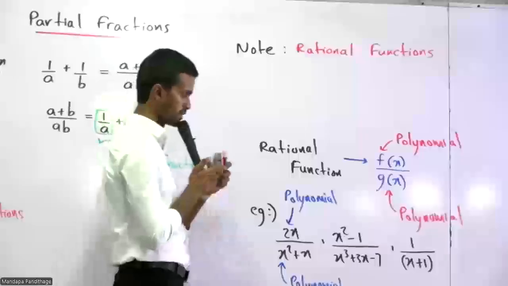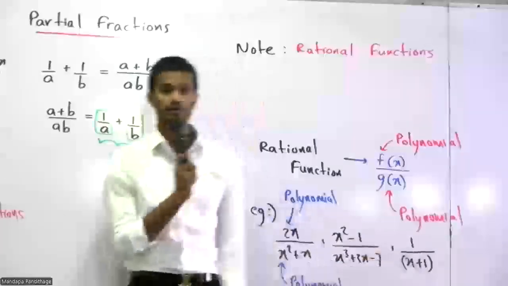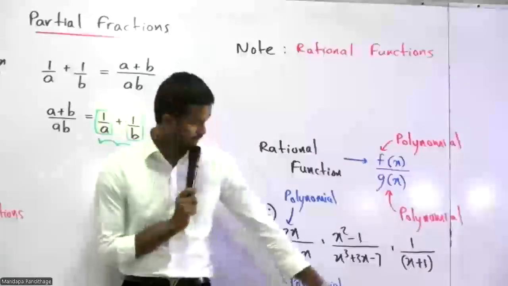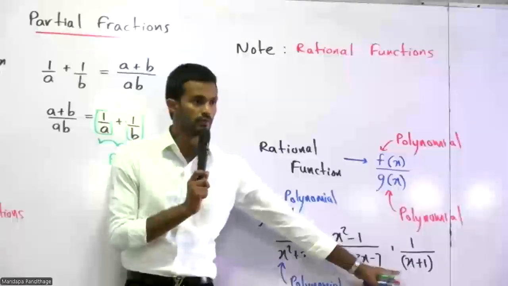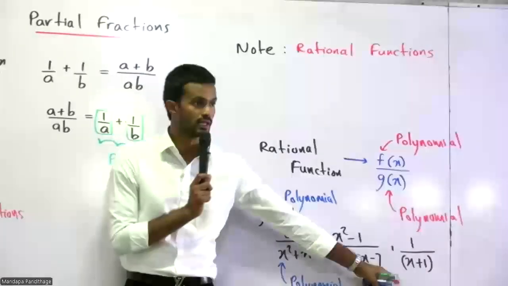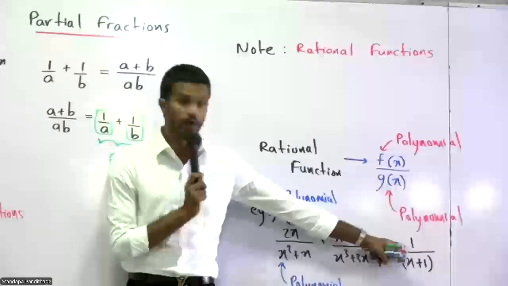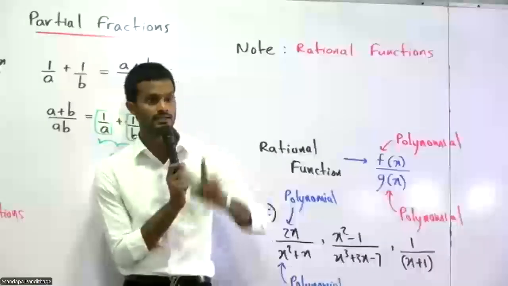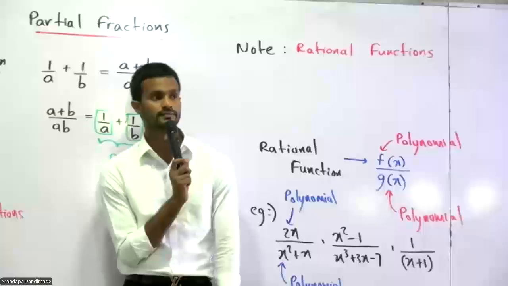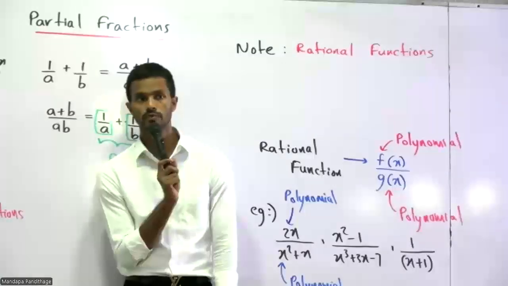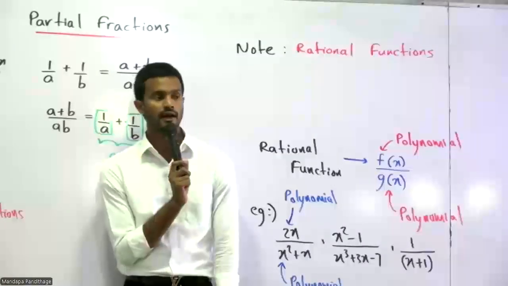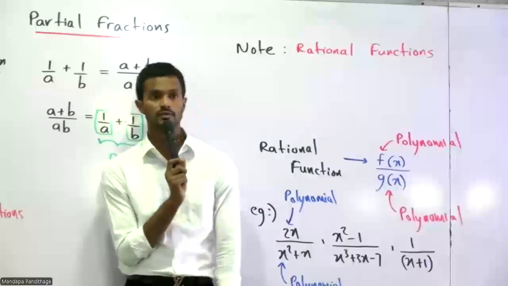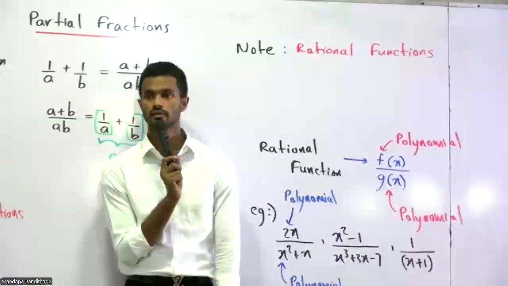But now I want you to consider 1 over x plus 1. I admit x plus 1 is a polynomial. Tell me, is 1 a polynomial or not? Hands up if you are saying that 1 is a polynomial. Yes, 1 is a polynomial. Hands up.